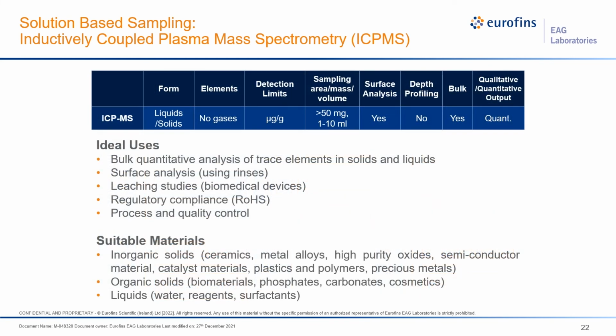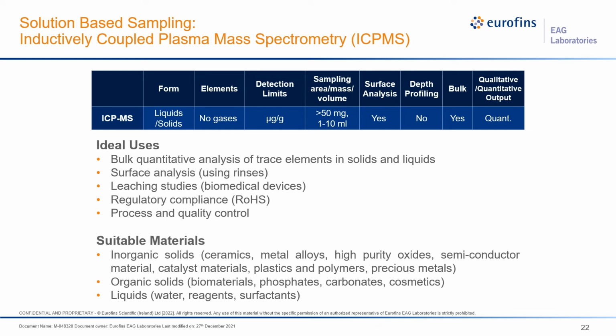But saying that, ICP-MS, just a little bit more information about the technique as it is. It's very sensitive. It can sample quite small amounts of sample material. It provides high precision and high accuracy bulk quantitative analysis of trace elements in both solids and liquids. It's excellent for leaching studies, for example, regulatory compliance, and process and quality control testing.